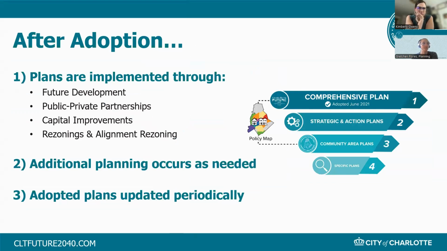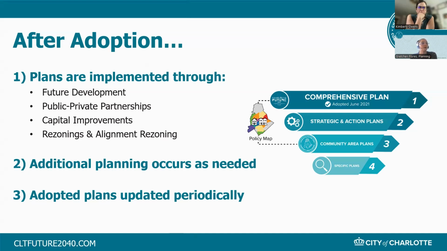So after adoption, this is the number of ways that these plans can be implemented. The plans can be implemented through future development. So if there's a future private development that's coming into the city, the developer may want to see what projects are either planned or what gaps there are in the area, to then address some of those gaps or needs through their project. That's one way that these plans can be implemented.